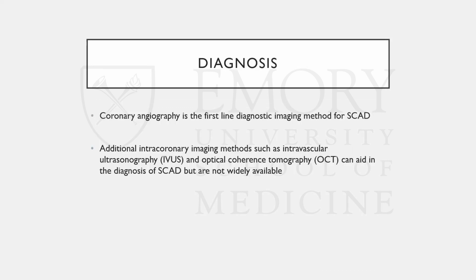In terms of how to diagnose SCAD, coronary angiography is the first-line diagnostic method for SCAD, especially in the setting of acute ischemia. There are additional intracoronary imaging methods, such as intravascular ultrasound, IVUS, or optical coherence tomography, OCT, that can aid in a diagnosis of SCAD, but are not widely available.